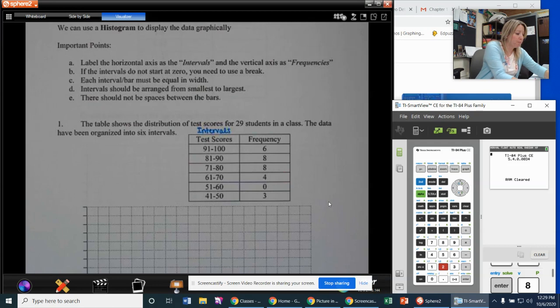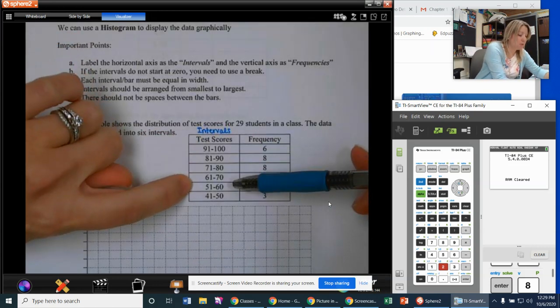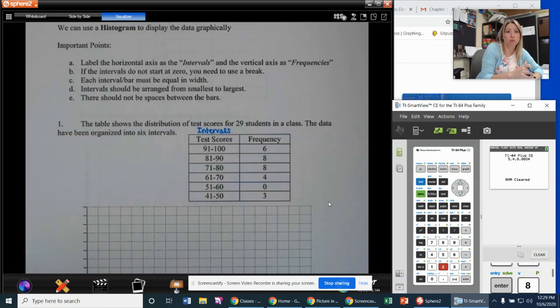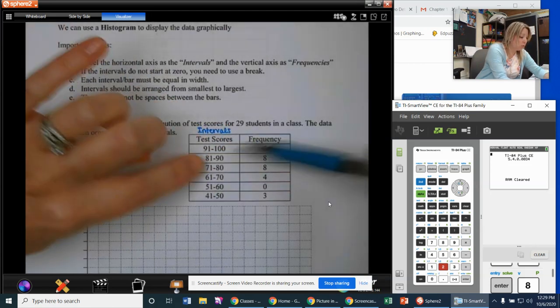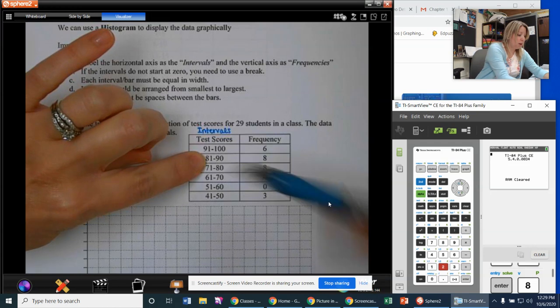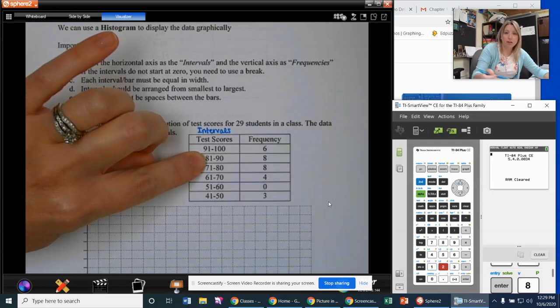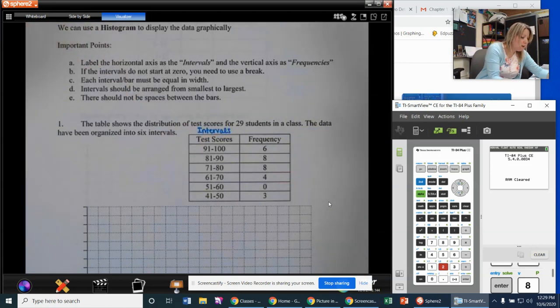So we were talking about how each of the intervals has to be the same amount of potential data values in there. Now, the frequency is the number of data values that do fit. So like I had said, we'll do this column now. 8 scores were an 81 or an 82 or an 83 or an 84, all the way up to a 90.